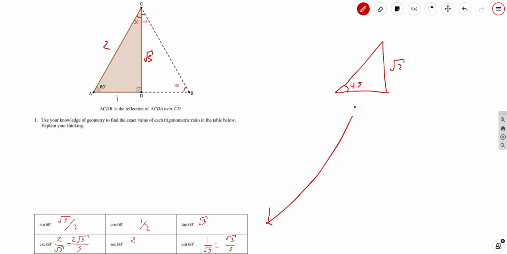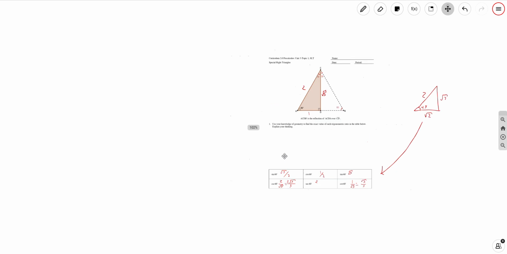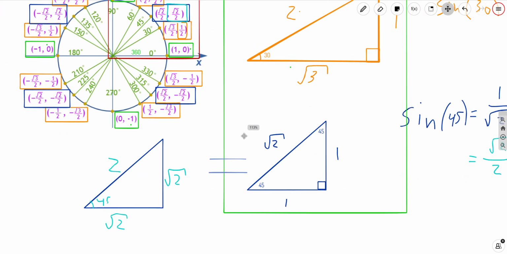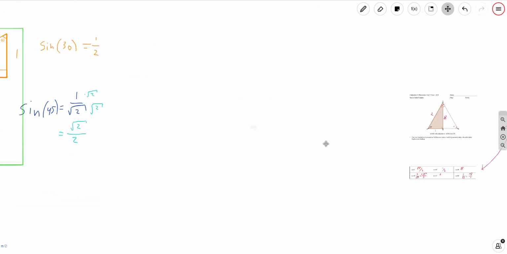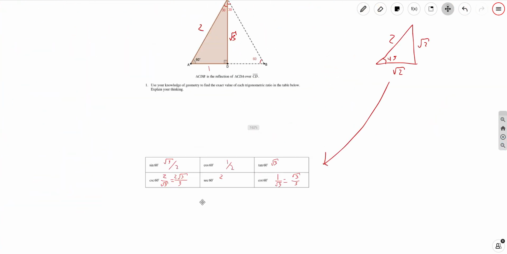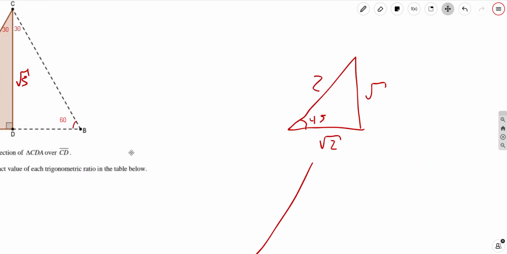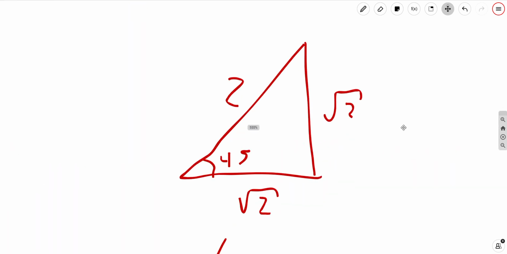Square root of 2, square root of 2, 2. And again, you can remember that from over here where we were doing this, right? It's 1, 1, square root of 2, or square root of 2, square root of 2, 2. All the trig functions that are going to come out of this, sine of 45, cosine of 45, whatever, are going to come from this triangle. So I'm going to let you do that one by yourself, I think.